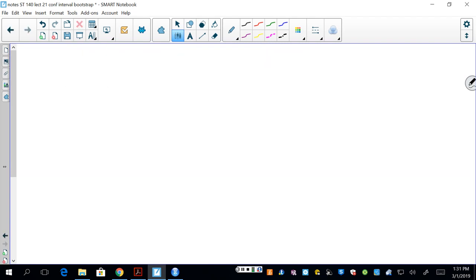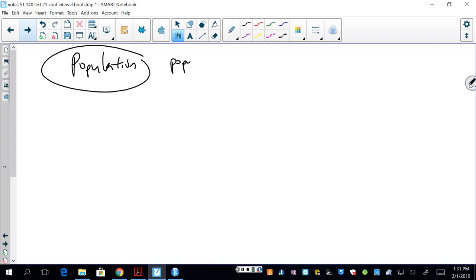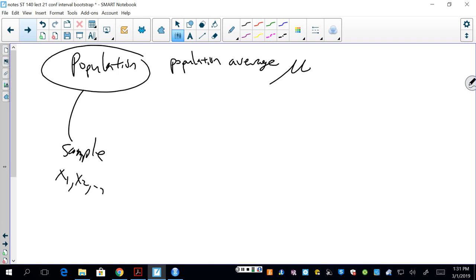So the scenario we're interested in is that we have a population out here, and we're interested in the population average. That's what we really would like to know, and that's given this Greek letter mu. Okay. And we're going to take a sample from that population and record a bunch of measurements, x1, x2, xn. And that's our data that we're going to record.